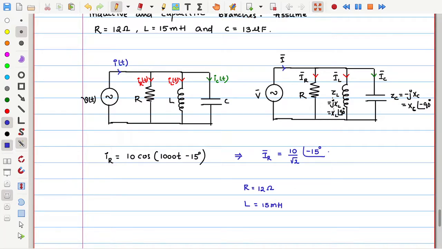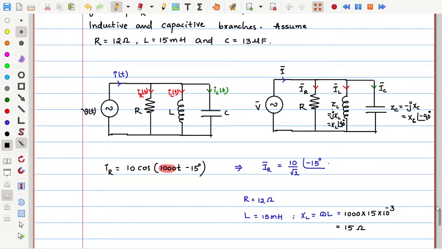But in the frequency domain I don't want L, I want XL. So I will calculate XL is equal to omega L. How much is omega? From the given current you can get the omega, 1000. So 1000 into L, which is 15 milli, so into 10 power minus 3. This 10 power 3 and 10 power minus 3 get cancelled. So 15 ohms. So I got XL, which means ZL is known directly. Why? Because ZL is XL at an angle 90.